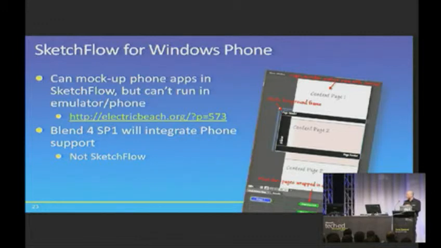So to summarise that a little bit more succinctly, you can't run SketchFlow prototypes in the phone emulator. So what you'll do instead is, as I say, fake it. Blend 4 SP1 will integrate the phone support into the production environment, but not into SketchFlow. Okay, does that make sense? I was kind of being a bit vague there.